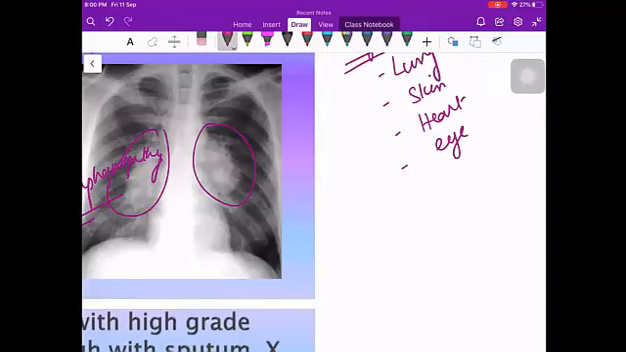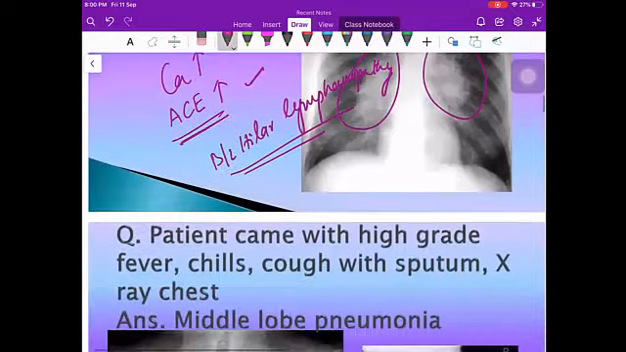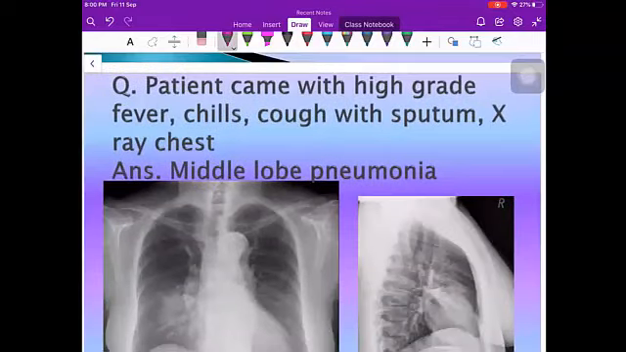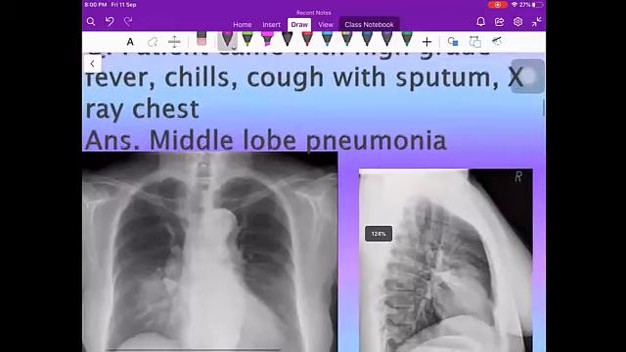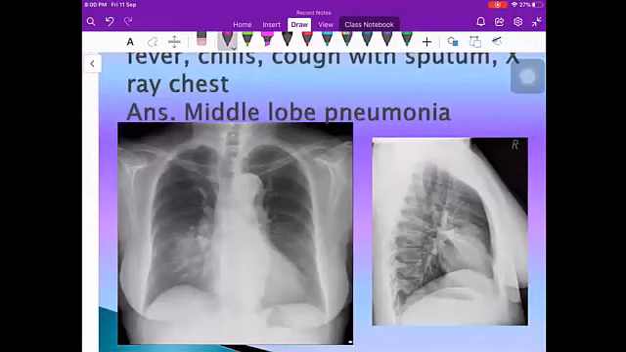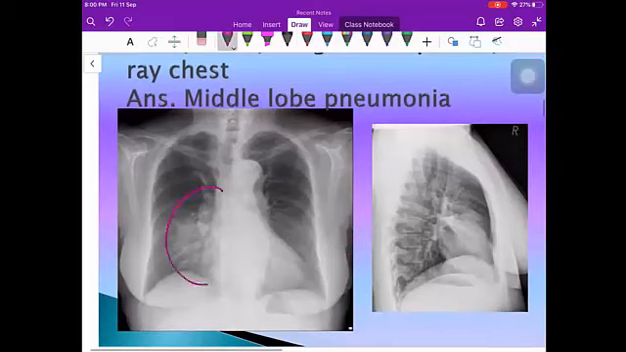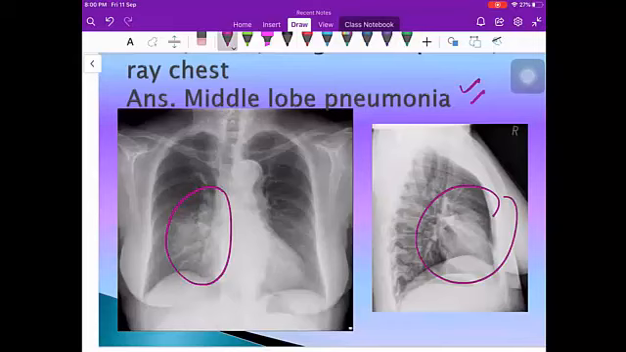So read about sarcoidosis. Many times the question is asked on sarcoidosis. Next, a patient came with high-grade fever, chills, cough with sputum, and so much breathlessness. An X-ray chest was done. They have asked whether it is lower lobe pneumonia, middle lobe pneumonia, or two other options. If you see, there is middle lobe pneumonia. So the answer to this question was middle lobe pneumonia.